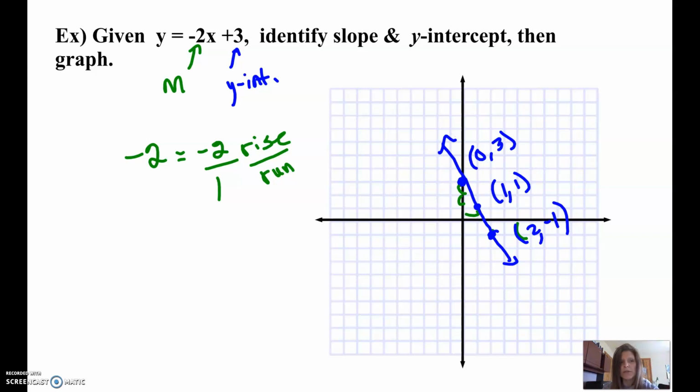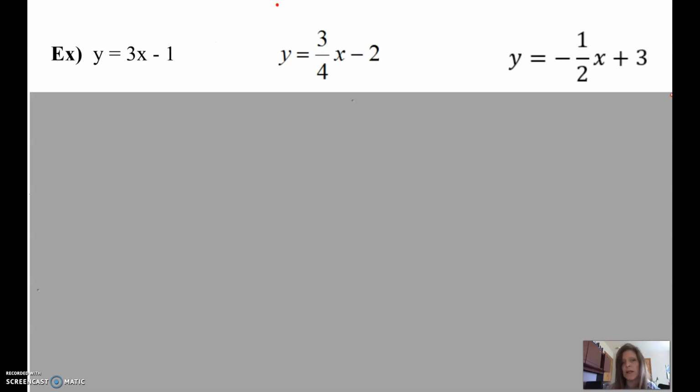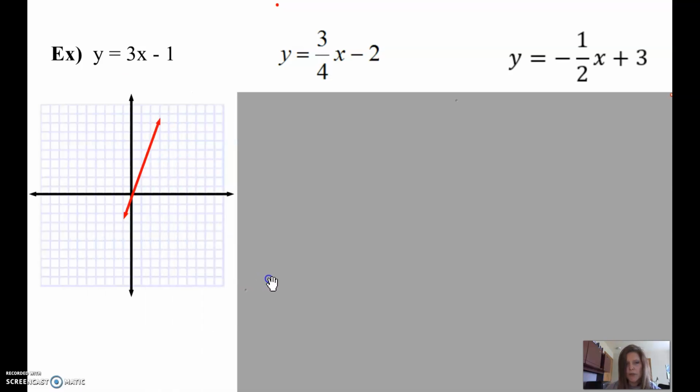All right, this next page has a few examples. Let's see if you can go ahead, pause this for just a minute, see if you can quickly get the graph for these 3 lines. Okay, so let's see how we did. This first one, I'm going to reveal.